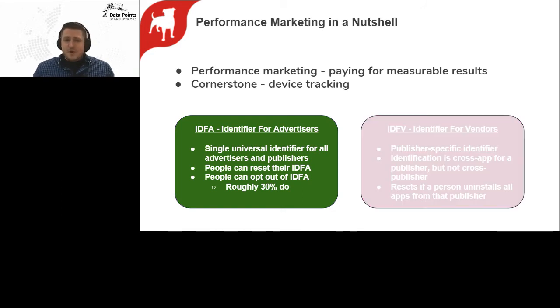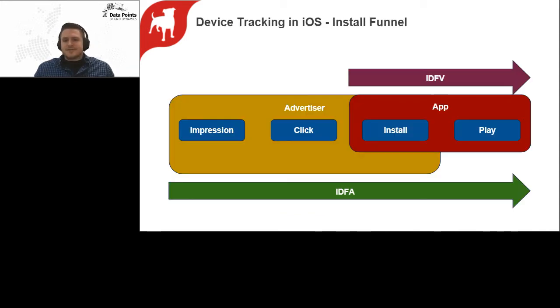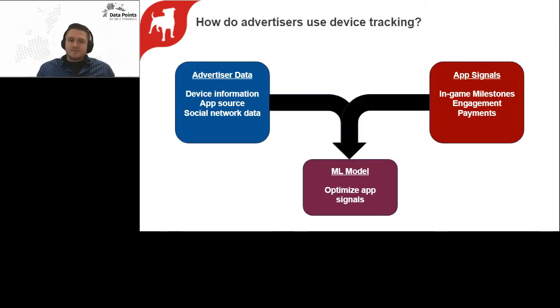In the performance marketing world, IDFA is obviously going to be the more important one. This allows us to track a user from the initial ad impression all the way through the click, the install, and all of the down funnel actions that a player can make. From the advertiser perspective, this opens up the possibility to make machine learning models. They can take all of the device and user information that they have on their side, marry it with the app signals that we have on our side, and create machine learning models that optimize on these signals and try to provide us with the traffic that we desire.